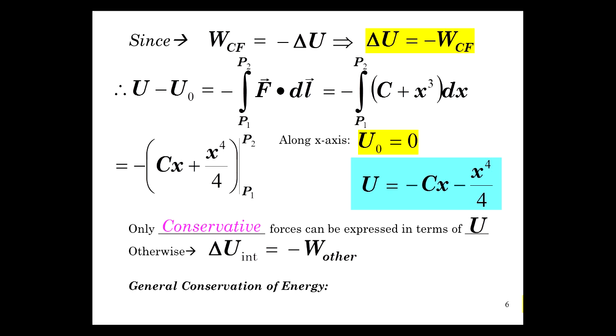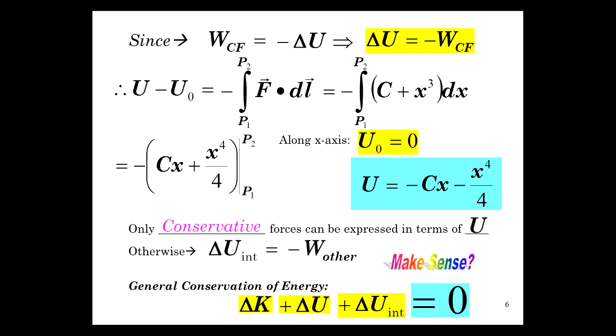So, general conservation of energy: change in the kinetic energy plus change in the potential energy, of whatever version it is, plus change in the internal energy, which accounts for the work other, is equal to 0. And I hope that makes a little bit of sense.